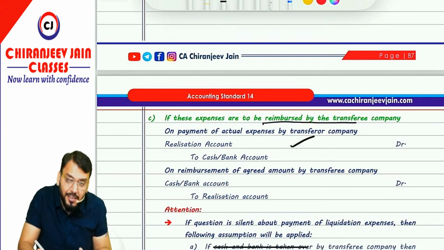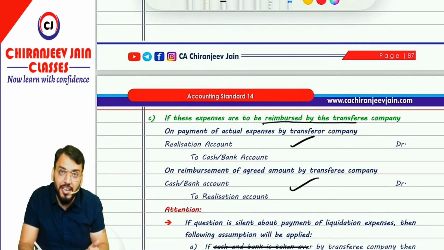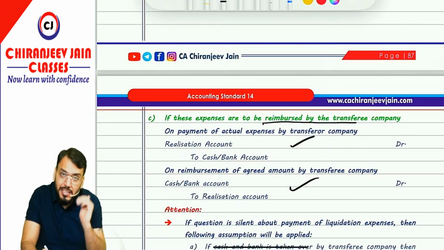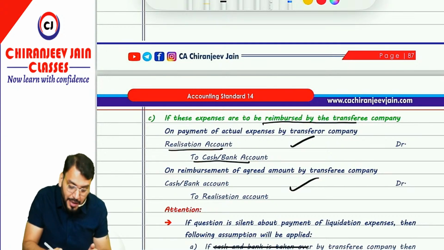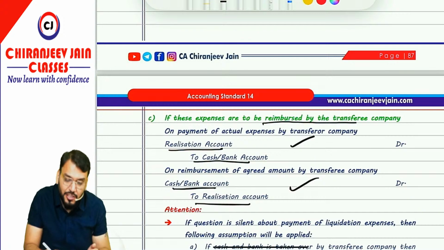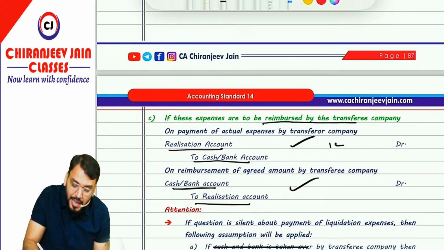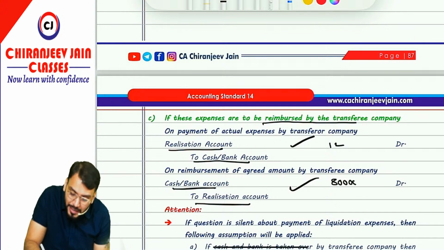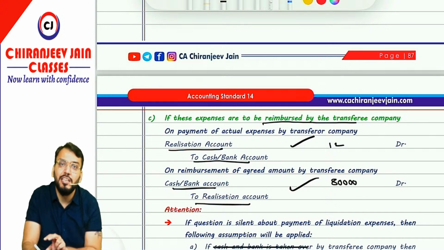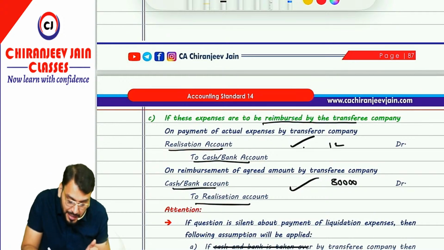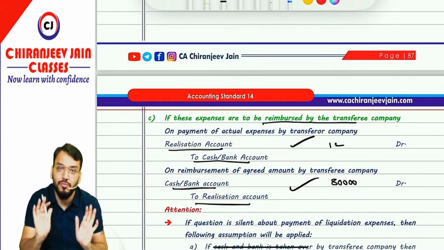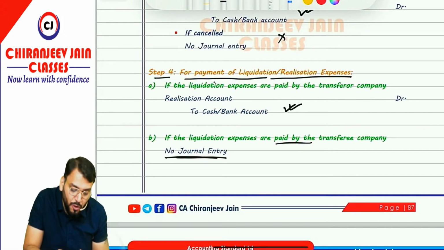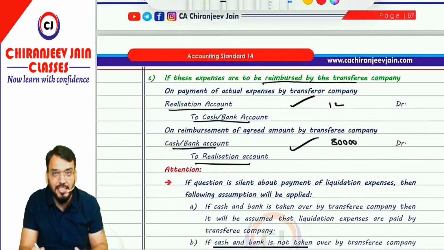So first a payment journal entry, and then a recovery journal entry. The payment journal entry: realization account debit to cash or bank. Recovery journal entry: cash or bank to realization account. Suppose the payment has been done 1 lakh, but recovery is only 80,000. Automatically the loss of 20,000 will be debited to realization account, because whatever is not reimbursed becomes the loss of the transferor company. Understood? So I hope you have understood step number 4 for payment of liquidation expense or realization expenses.